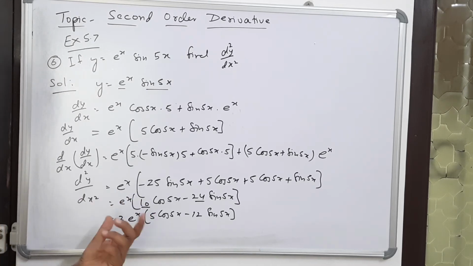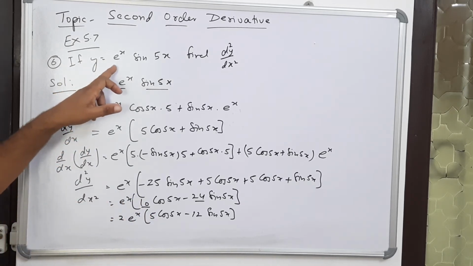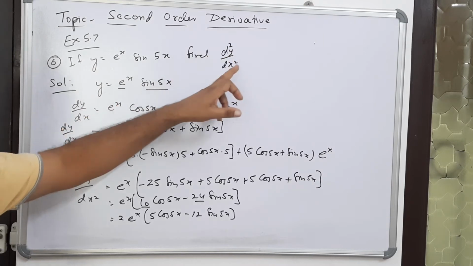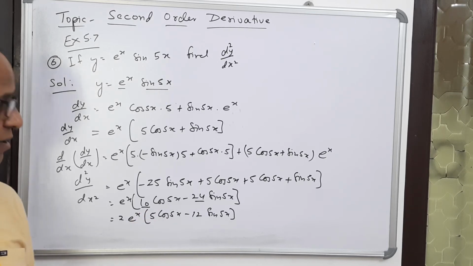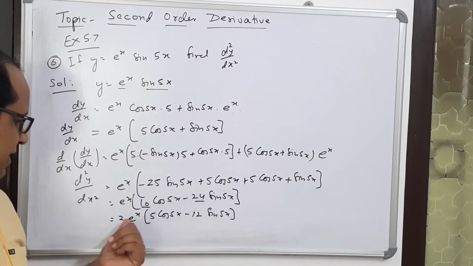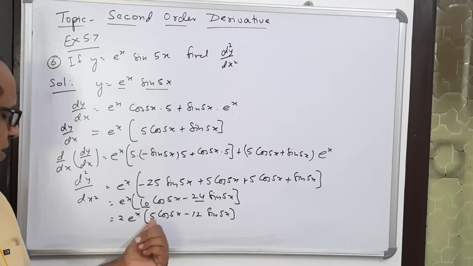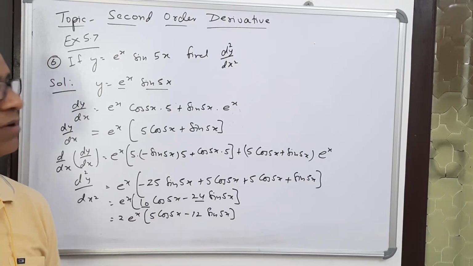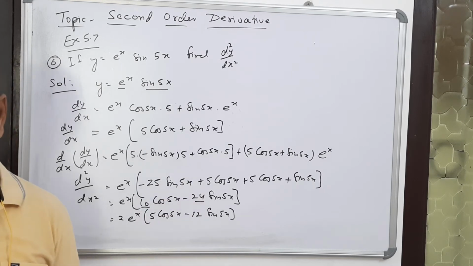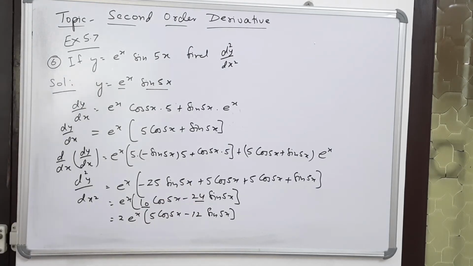Or this problem can be like this also: if y equals this, prove that d2y by dx square is this. In that case, whenever it is a prove type of sum, you have to reach the final answer. So the final answer is 2 e power x into 5 cos 5x minus 12 sine 5x. So that is the answer of this particular problem. I hope you all understood this part.